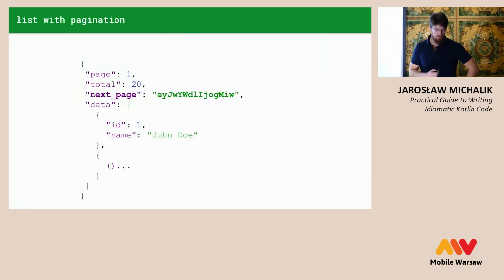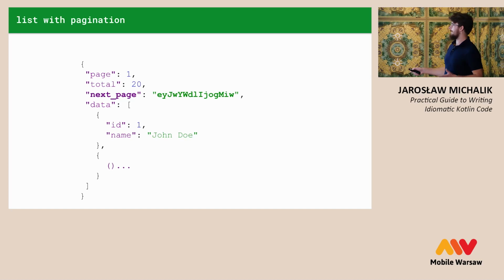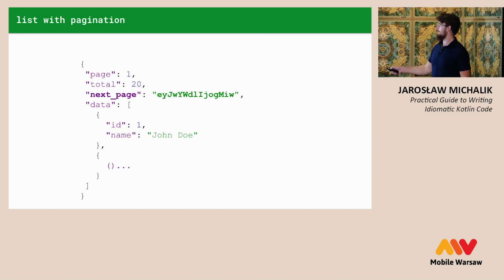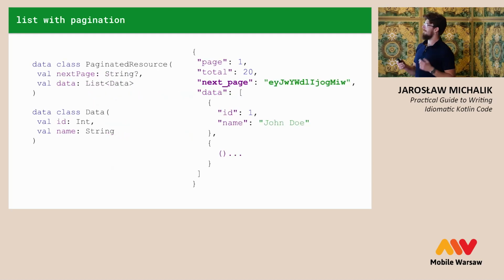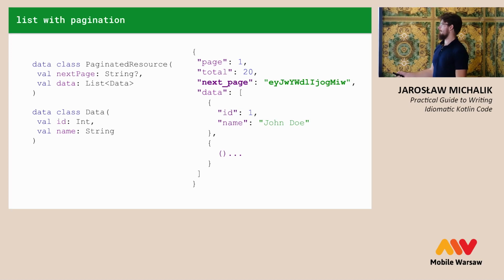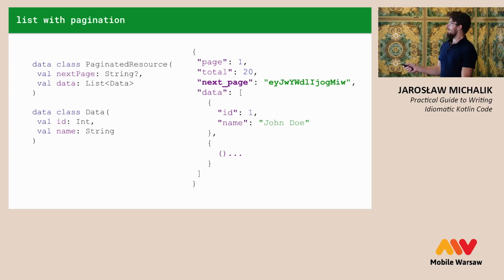Okay, let's talk about data structures. You probably know something like that. We have a list with pagination, some JSON, John Doe, stuff like that, and we have some pointer to the next page of resource in our API. And how does it look in our code? We create a data class for paginated resource. We have a list of data. This could be even generic data. And yeah, then data ID, name, something like that.